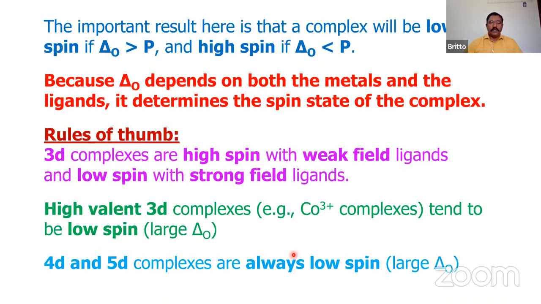And then the 4d and 5d series. The 4d series, the second transition elements, includes the metals below iron, cobalt, nickel, copper, zinc: ruthenium, rhodium, palladium, silver, cadmium. Those metals belong to the 4d series. In the 5d series we have osmium, iridium, platinum, gold, mercury, all of them. These metals generally form low spin complexes.